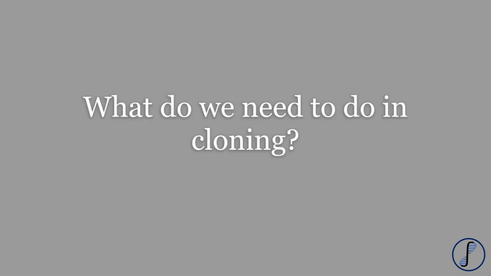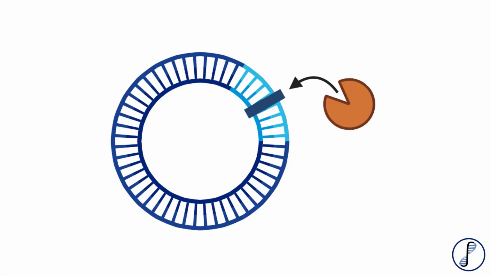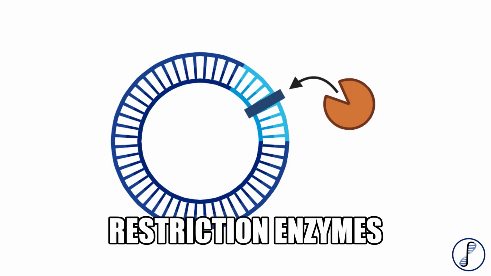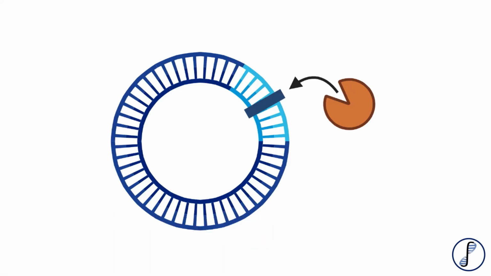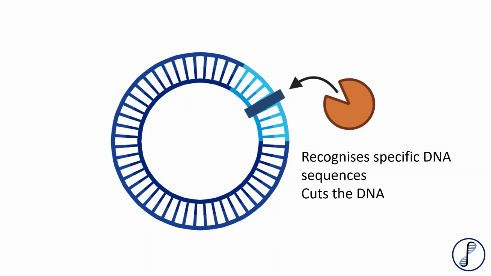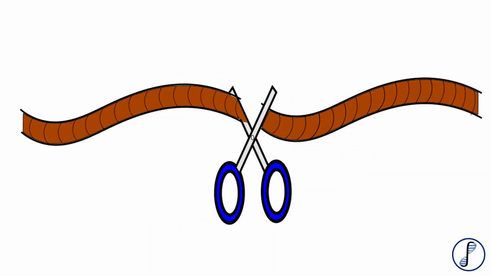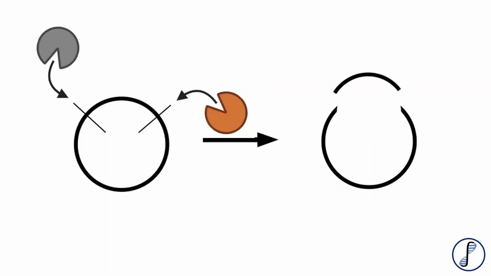What do we need to do in cloning? One of the most important components of cloning is restriction enzymes. A restriction enzyme recognizes specific DNA sequences and cuts the DNA, just like using a pair of scissors to cut a rope at a specific location. In cloning, as we want to produce DNA fragments, we need two restriction enzyme sites on the plasmid, just like how you need to cut a circle at 2 points to create two fragments.